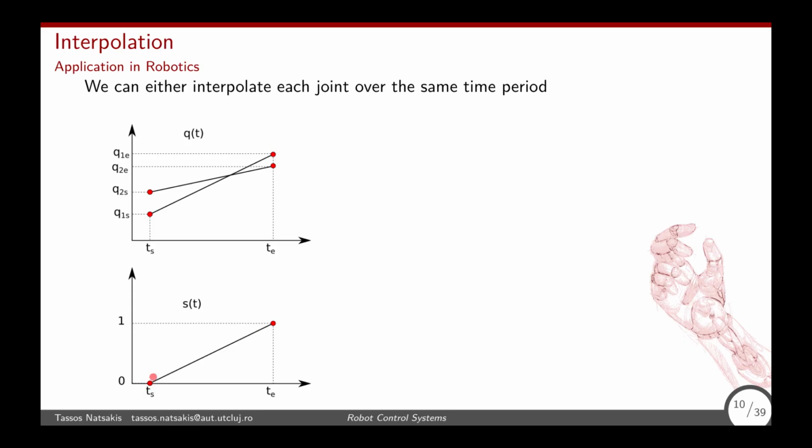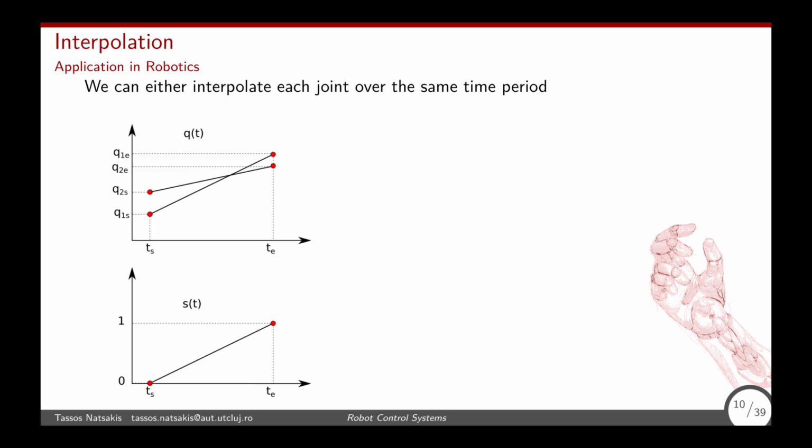So basically, if I have the same duration, I will have the same interpolator. But because I will have different values starting and ending here, different distances, and because I have the same duration, I will have different velocities for the joints. So the joints might not move at the same speed.